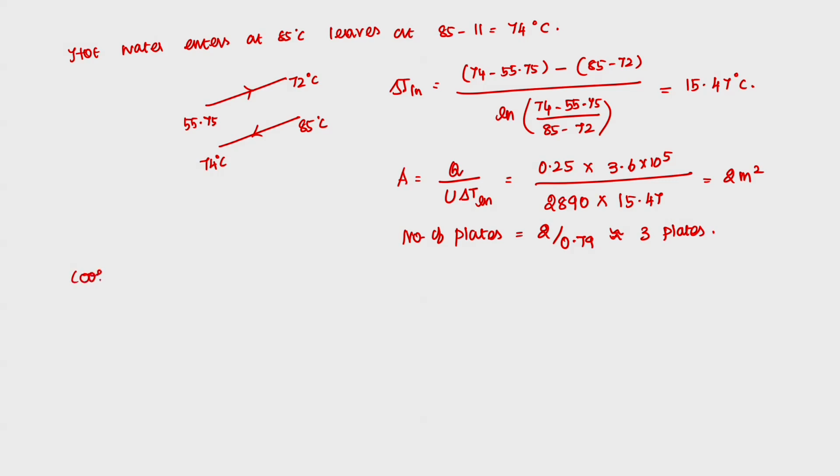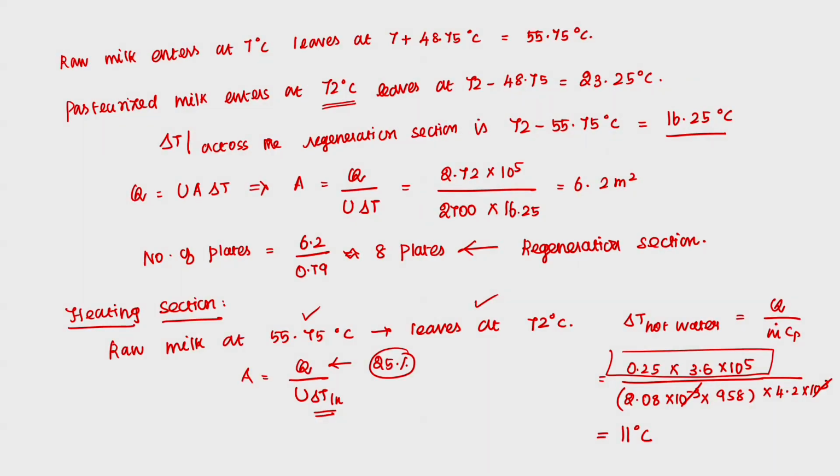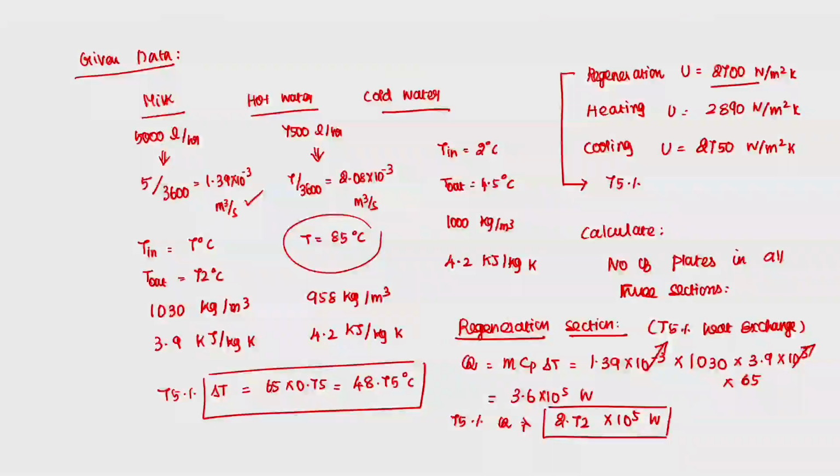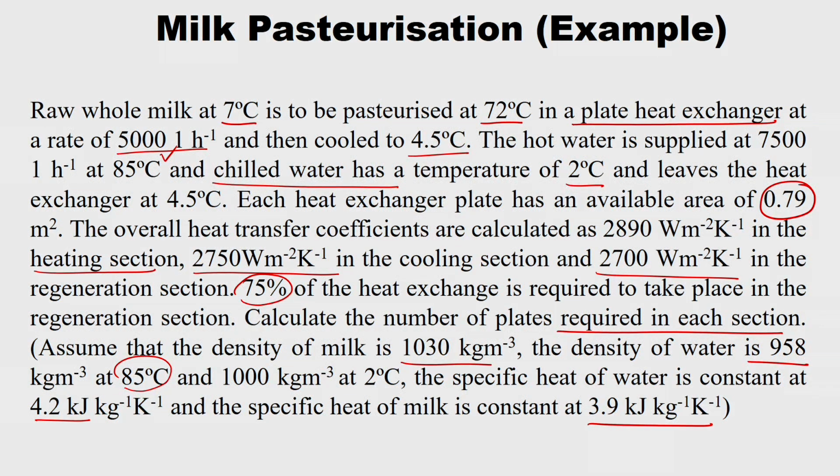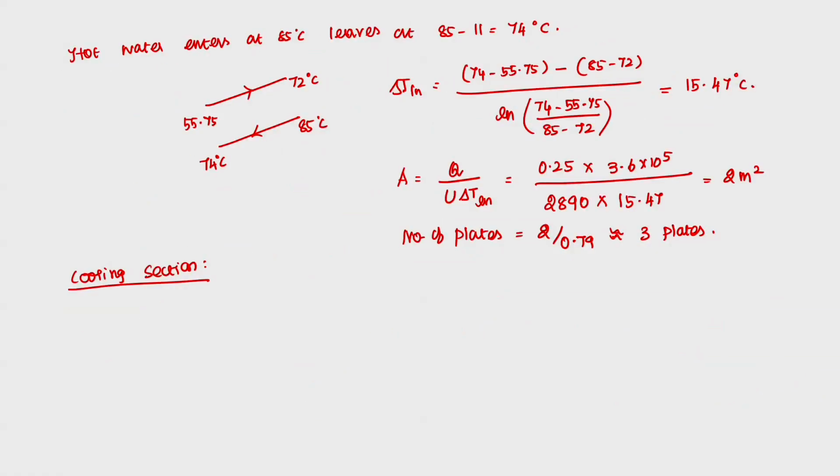Then there comes the cooling section. In the cooling section, the information given is about pasteurized milk. When pasteurized milk leaves the regeneration section, it is at 23.25 centigrade, and it is cooled to 4.5 degree centigrade. So, pasteurized milk enters at 23.25 and leaves at 4.5 degree centigrade.